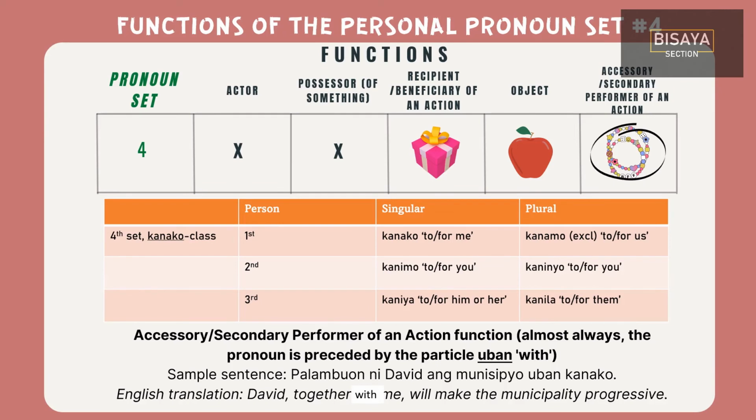And last but not the least, the fourth set would also be an accessory or secondary performer of an action. As a guide in construction, almost always the pronoun is preceded by the particle uban. Sample sentence, palambuo ni David ang munisipyo uban kanako. David is the actor, while kanako is secondary to him in doing the action in the sentence.